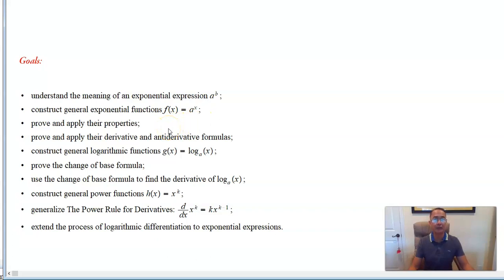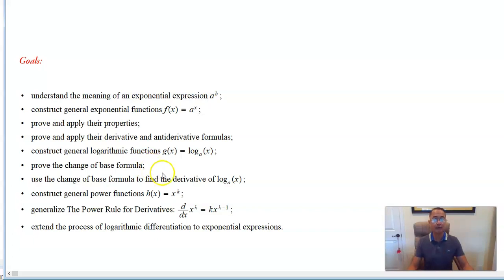We will prove them, as well as their derivative and antiderivative formulas. So we're going to find out that these functions are 1-to-1. So they will have inverses. So the inverse of these exponential functions will naturally be called the logarithmic functions with the same base a. Okay, well, how do you compute these functions? We will prove what's called the change of base formula. Maybe you've heard of it from pre-calculus.